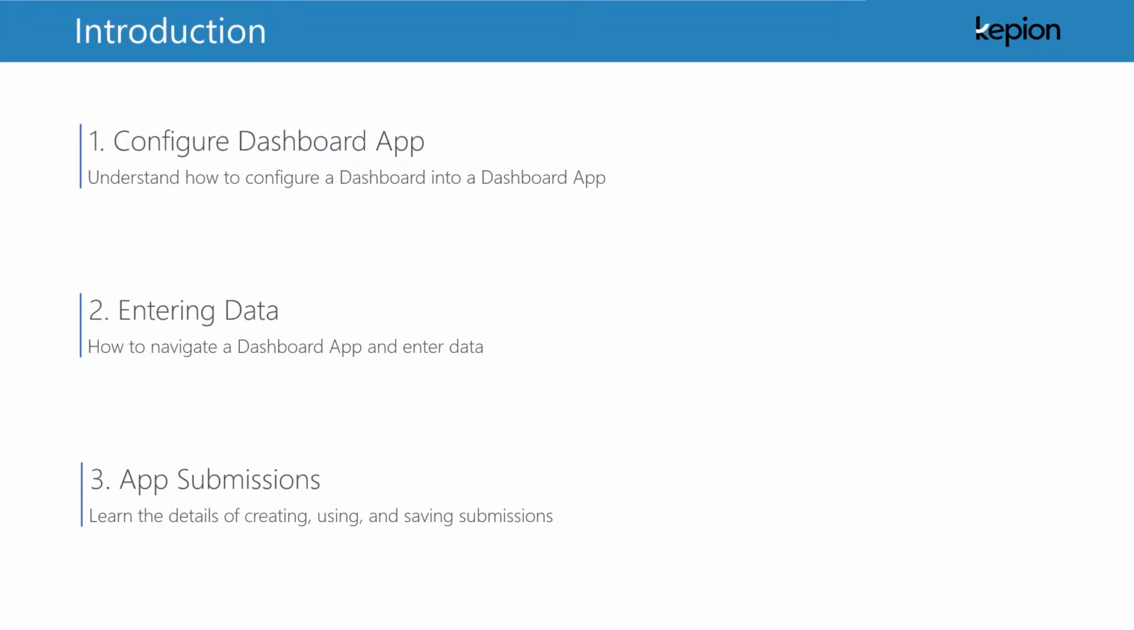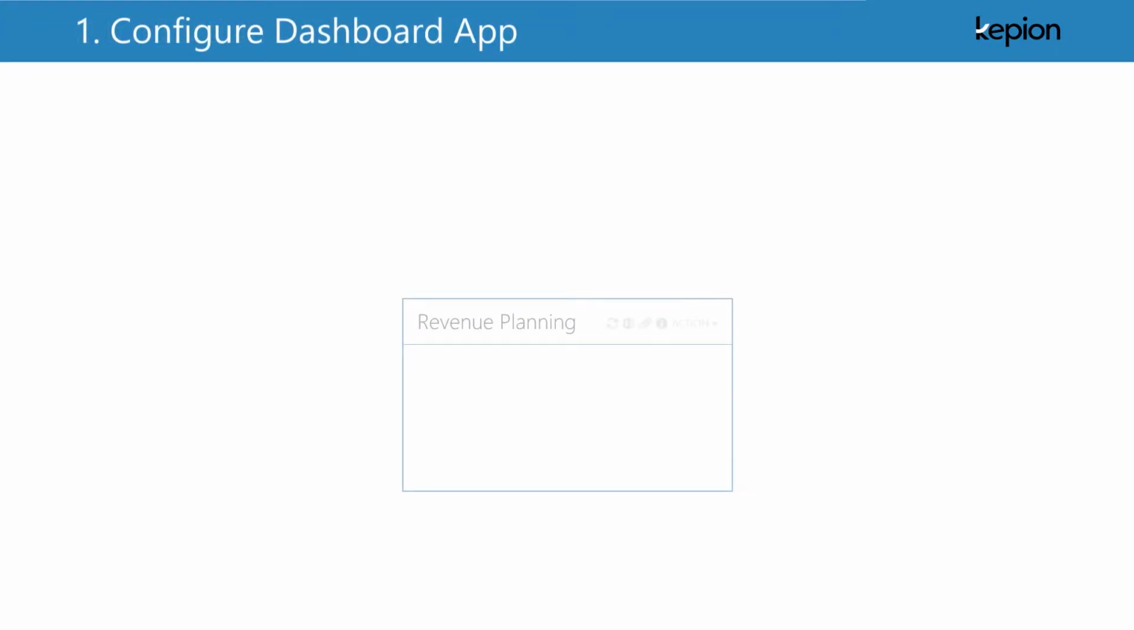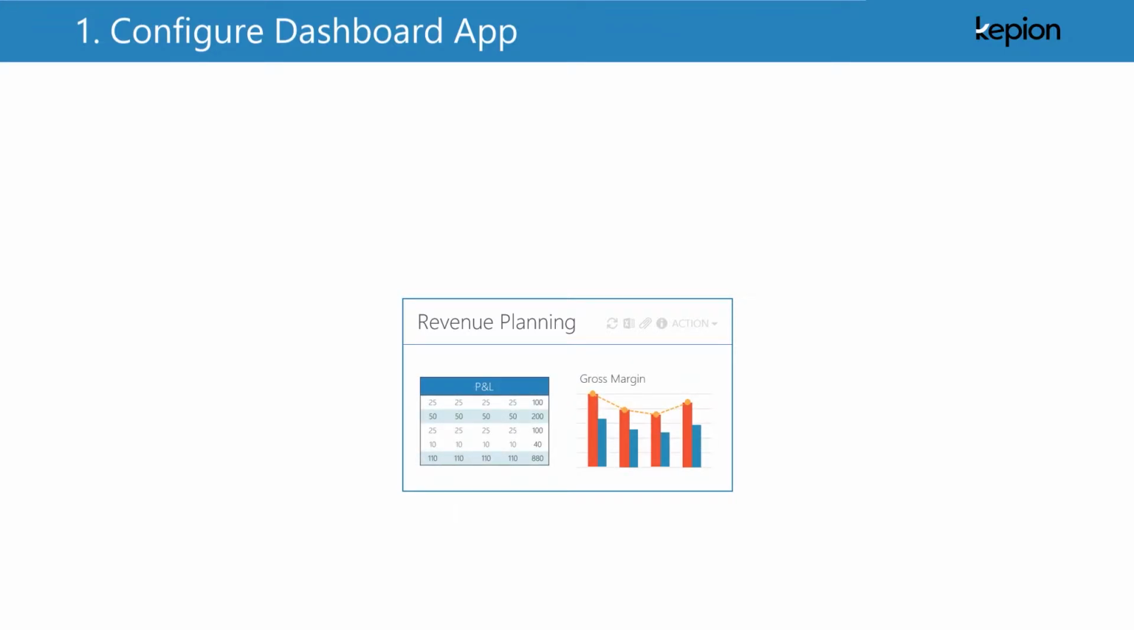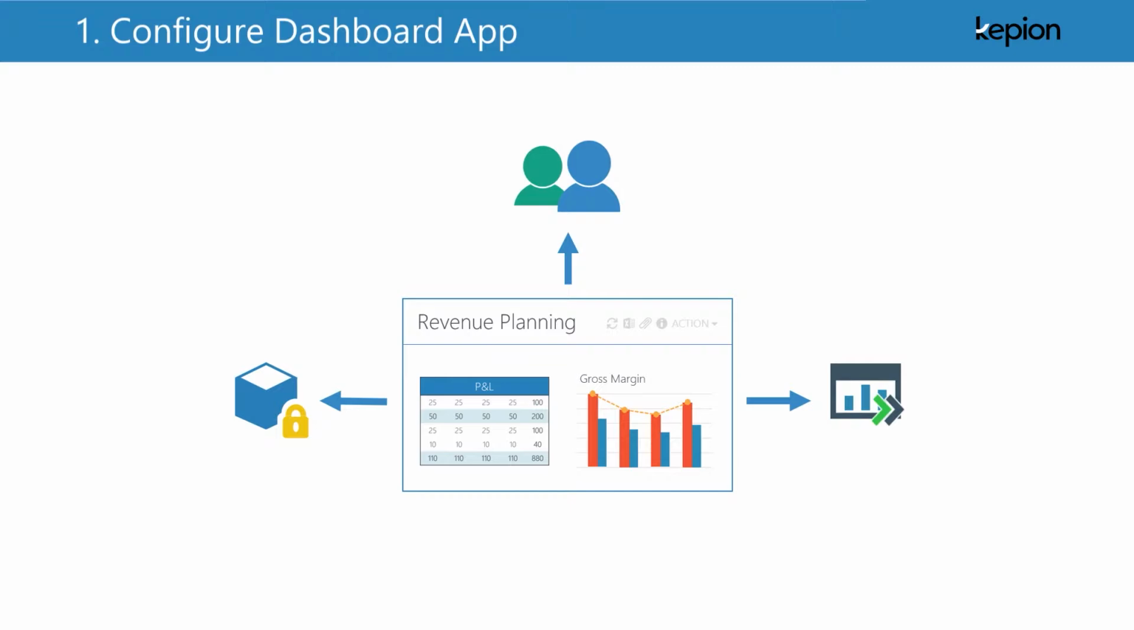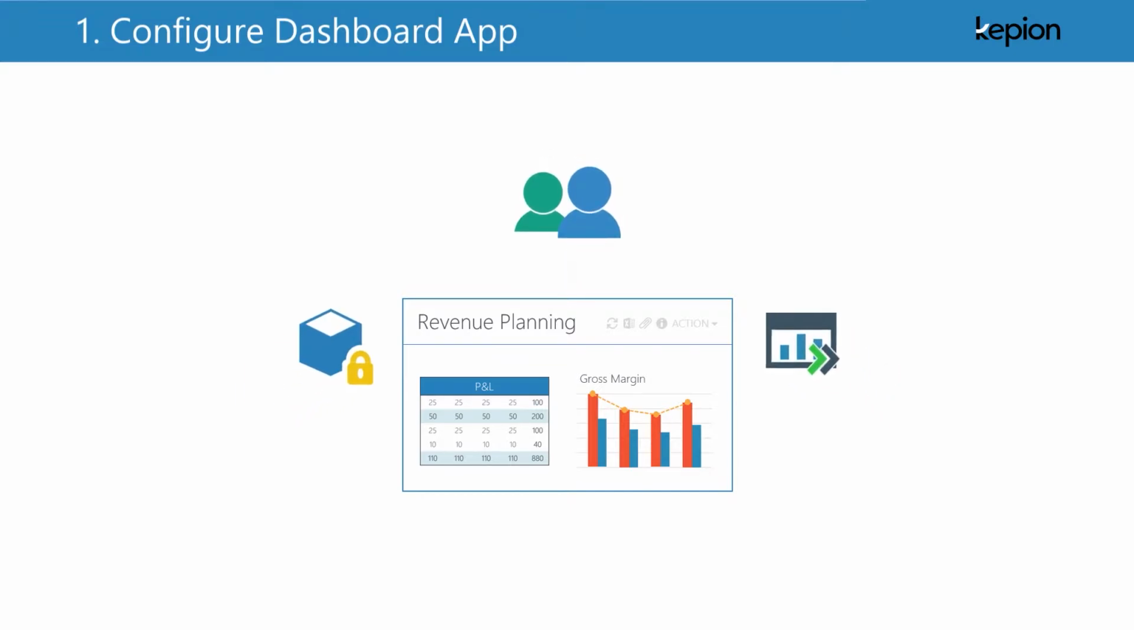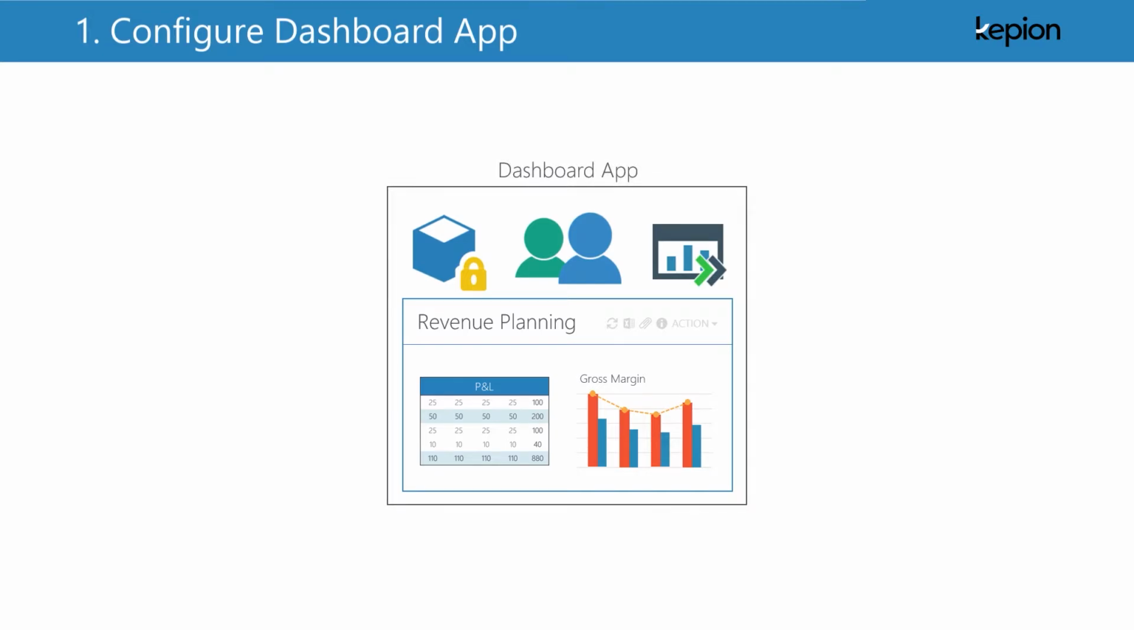Let's begin by explaining the difference between a dashboard and a dashboard app. In Kepion, a dashboard is the component we created that consolidates our forms, filters, and rules into a format that end users can interact with. Before anyone can use the dashboard, however, we need to configure some basic settings, such as which users have access, which models they're allowed to write to, and what kind of approval process the submissions undergo. The combination of a dashboard and all its related security and workflow settings make up a dashboard app. This distinction allows us to design multiple workflow processes around a single dashboard.